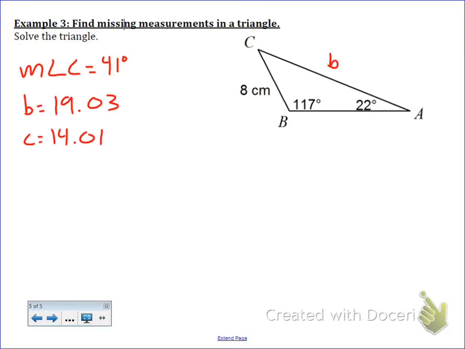So the three things I'm looking for are the measure of angle C, B, and C. So we see that C is 41 degrees, B is going to be 19.03, and C will be 14.01. If you have questions, make sure you write them on the side and ask them tomorrow when I see you.